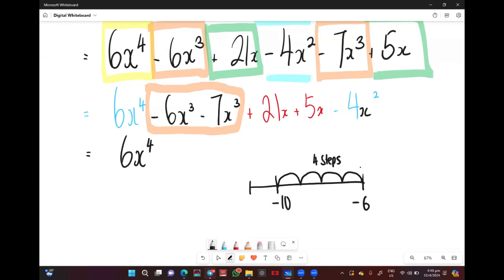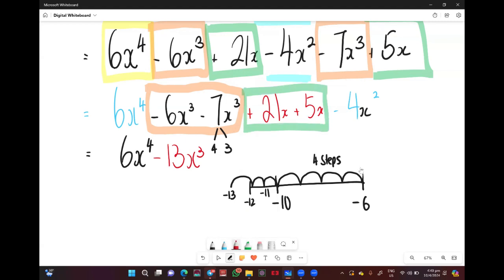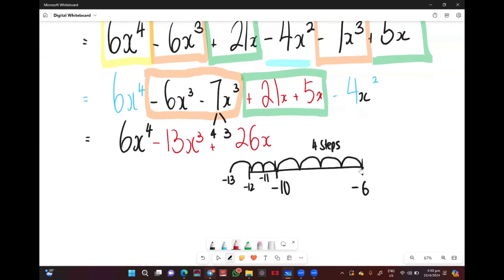Agree so far? So what I do is I break down the 7 into 4 and 3. Then I move 1, 2, 3: negative 11, negative 12, negative 13. Is this something that you all can understand? So this part becomes negative 13x to the power of 3. Of course, then we have the last one, which we do in green. 21x plus 5x gives me 26x. Then the last bit is minus 4x to the power of 2.